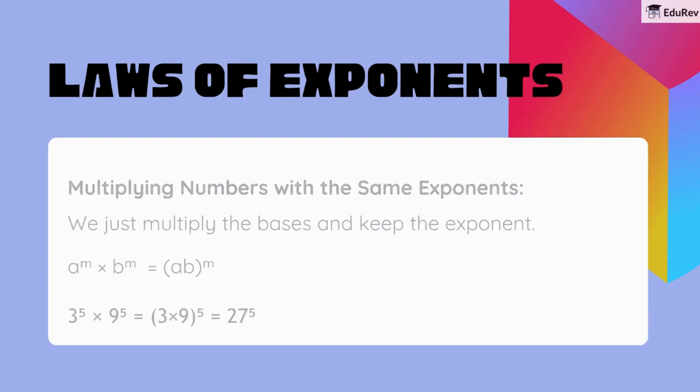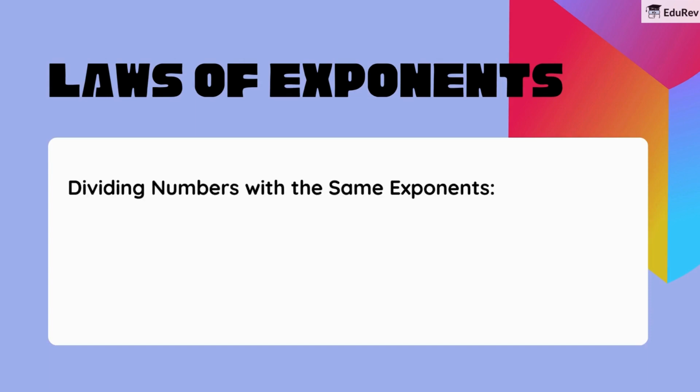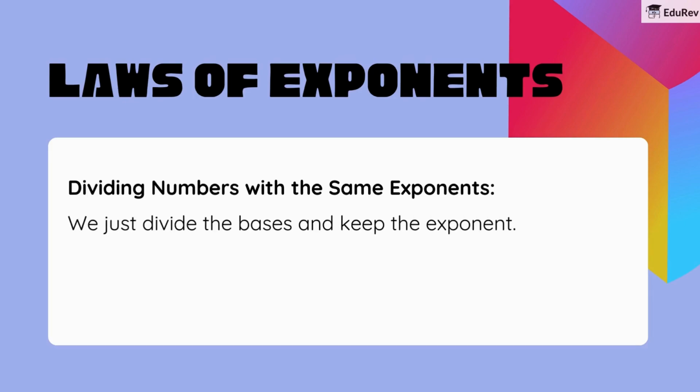And lastly, what if we are dividing numbers that have the same exponent but different bases? Guess what? We just divide the bases and keep the exponent. So, a to the power of m divided by b to the power of m becomes a by b to the power of m. That's not all about exponents.